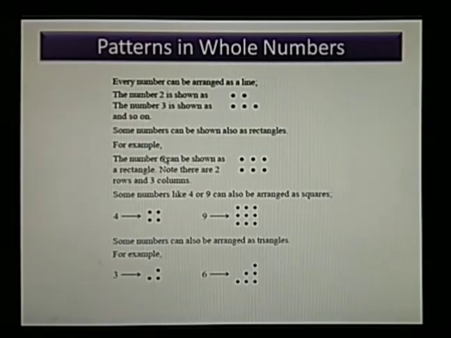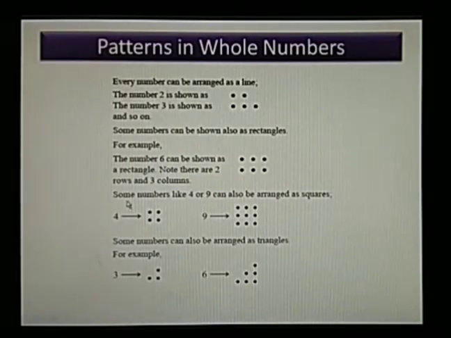So now next is the number 6. 1, 2, 3, 4, 5, 6. Now if we connect all of them, it represents a rectangle. You can see here, note there are 2 rows. This is the first row, this is the second row, and the horizontal ones are rows and the vertical ones are columns. There are 3 columns. Clear? This number 6 can be represented as a rectangle, which is also an elementary shape.